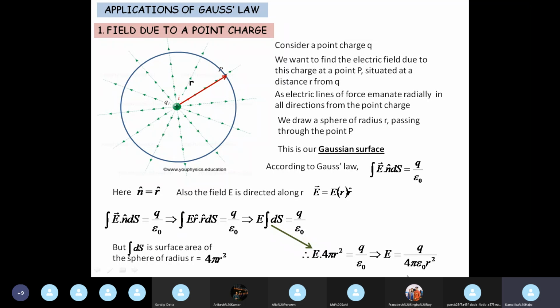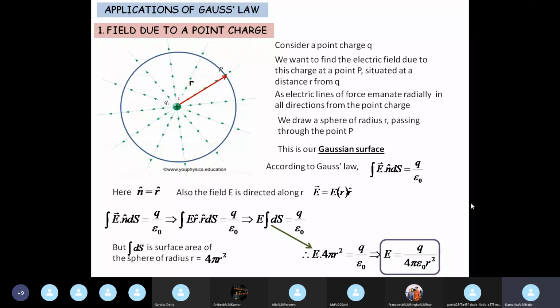Okay. So this is the expression we all know to be the expression of the electric field due to a charge q at a point P, which is at a distance r from the charge. We know this expression from Coulomb's law. Now we see we have also found the same expression by applying Gauss's law. Okay. So this is the first case that we discussed by applying Gauss's law.